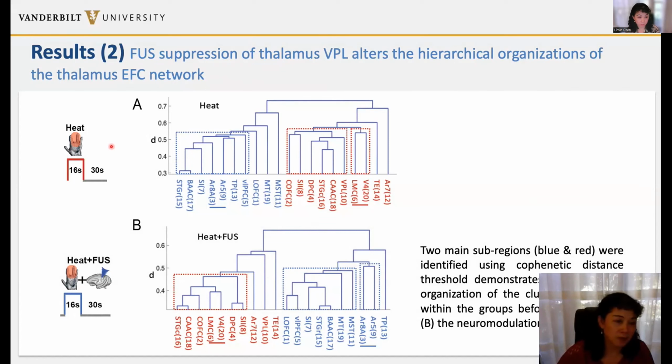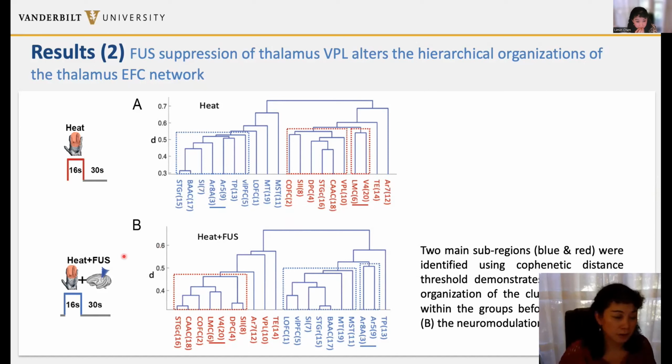In the painful stimulus condition alone, you can see the thalamus pain network is organized in two big networks that we call the blue network and the red network. Within the network, you can see the hierarchical organization, or the connectivity strength between different regions. For example, this is the sensory cortex, S1 cortex.